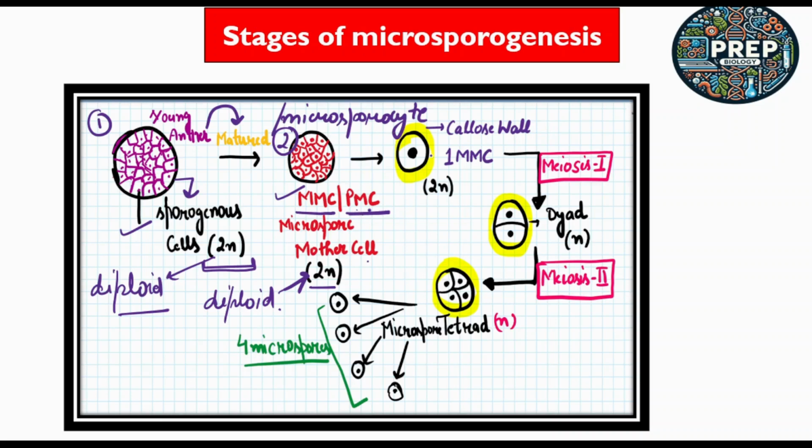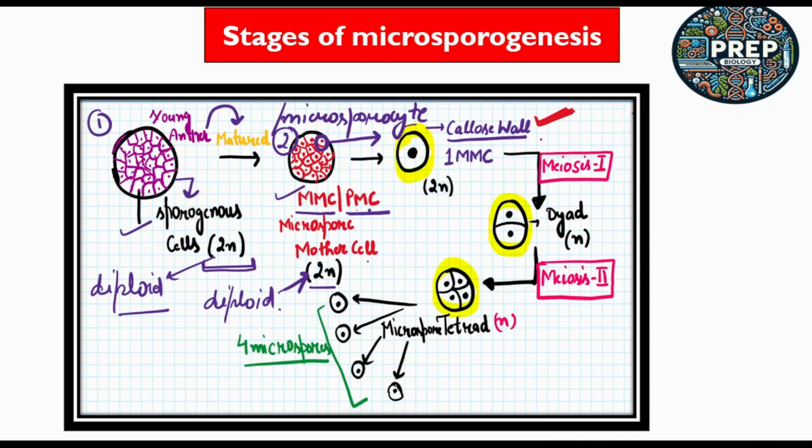Now, look here. If we see one of these MMCs, largely it is covered by a special kind of layer that is called the callose wall. Look here, the callose wall. One MMC, or microspore mother cell, is covered by a special kind of wall that is called the callose wall.